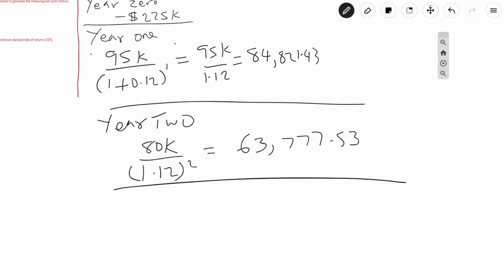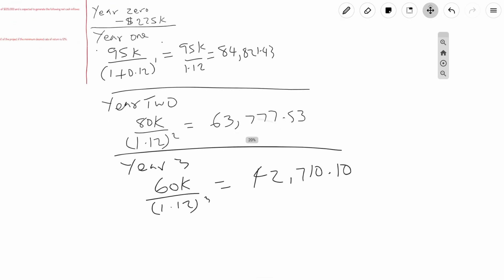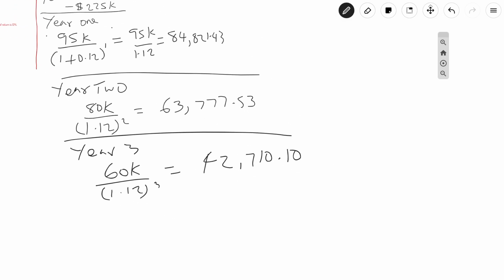You do the same for year 3, and you're going to have 60K divided by 1.12 to the power of 3, and that will give you 42,710.10. And finally, we do the same for year 4.